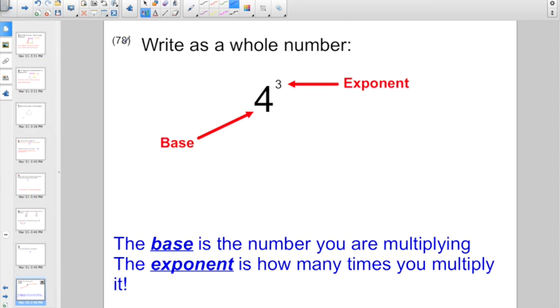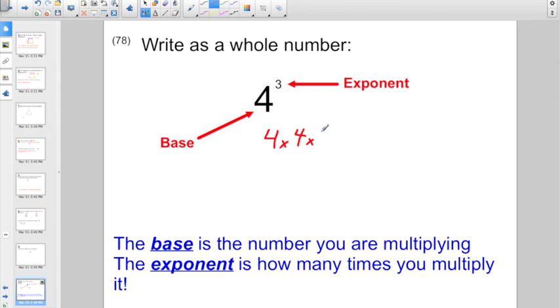One coming at us from lesson 78, talking about exponents. I will tell you right now, the answer here is not 12. The base is the number you're multiplying. 4 is the number you're multiplying. The exponent is how many times we're multiplying it. This does not mean 4 times 3. This means 4 times 4 times 4. We're taking 4 and multiplying it out 3 times, right?